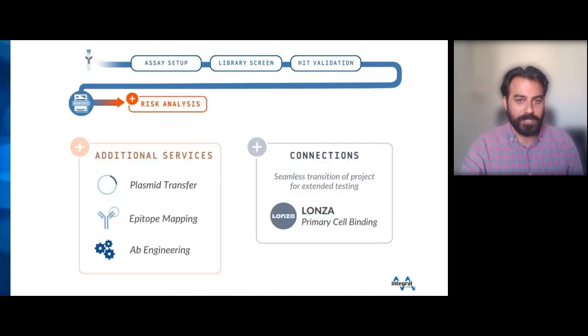In addition to the risk analysis, we also offer other services like plasmid transfer for clones of off-targets identified in the study, if you wanted to perform follow-up assays in your own labs with consistency in data and reagents. In addition to that, Integral Molecular also has some more in-depth services such as epitope mapping and antibody engineering, which are designed to optimize your therapeutic compound. And it is worth mentioning our referral program with Lonza, who can perform some more functional cell-based assays if you're really trying to determine whether an off-target identified in the study is benign or potentially cytotoxic.